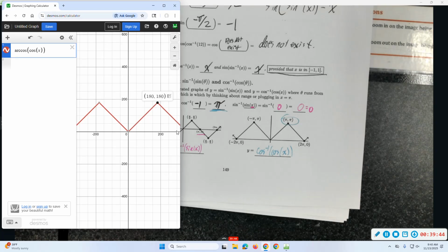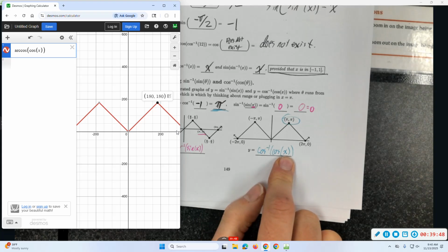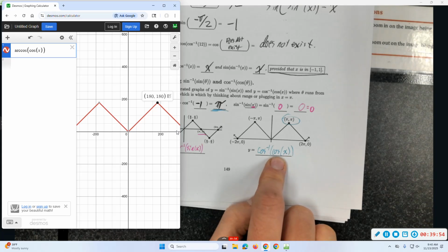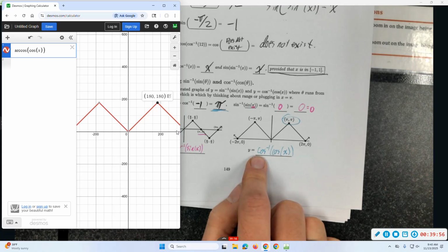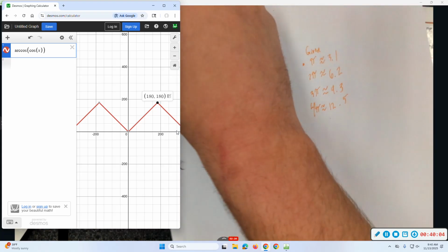180. Cool. Yeah, and I guess that makes sense. Cosine takes an input that's an angle, so whether you measure in radians or degrees matters. That translates it to a point on the unit circle, and that translates it back to an angle, which, oh, I guess now it's in degrees. Groovy.